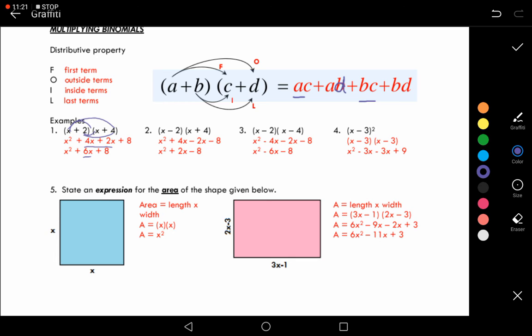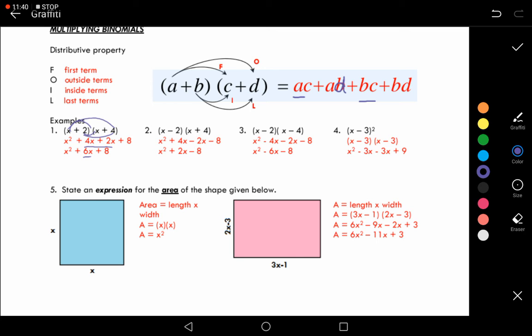We have x minus 2 times x minus 4. So again, you start with your first terms. X times x is x squared. Then your outside: x times negative 4 is negative 4x. Then the inside: negative 2 times x is negative 2x. And the last two terms, negative 2 times negative 4.